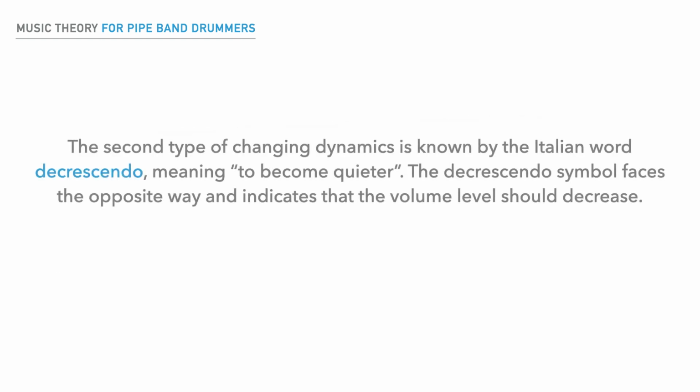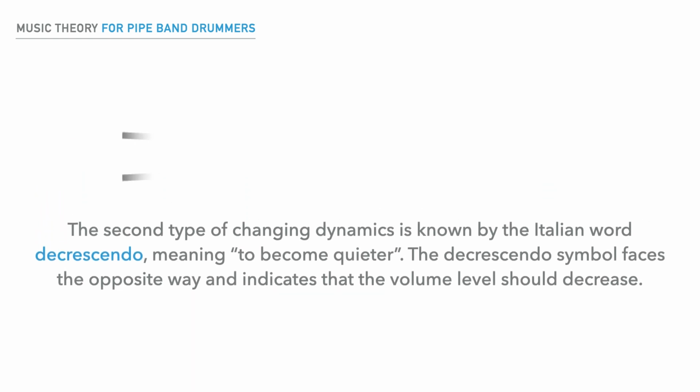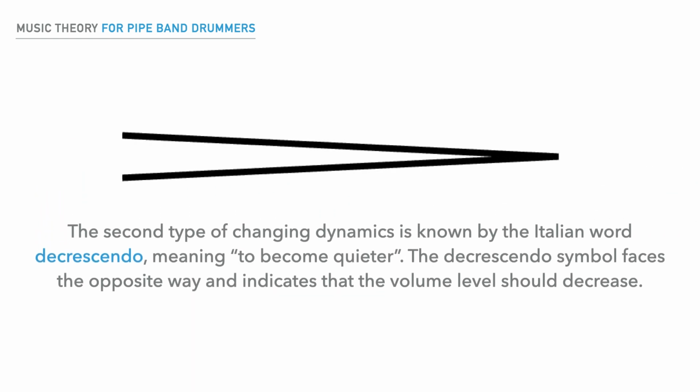The second type of changing dynamics is known by the Italian word decrescendo, meaning to become quieter. The decrescendo symbol faces the opposite way and indicates that the volume level should decrease.